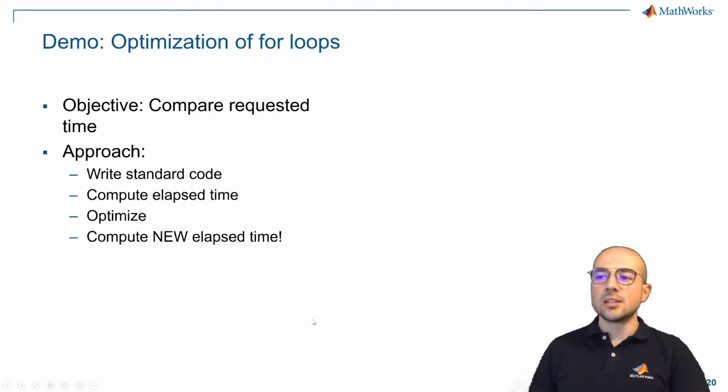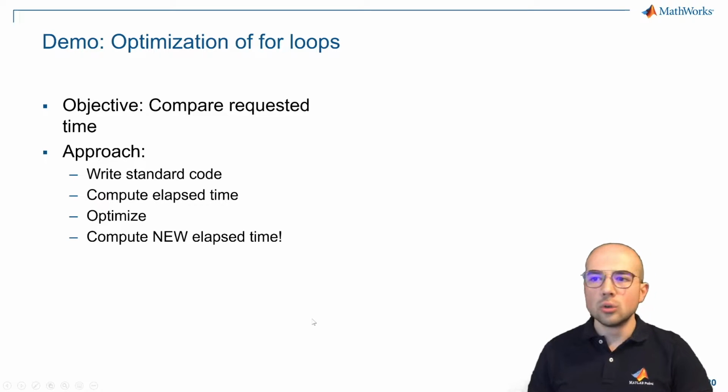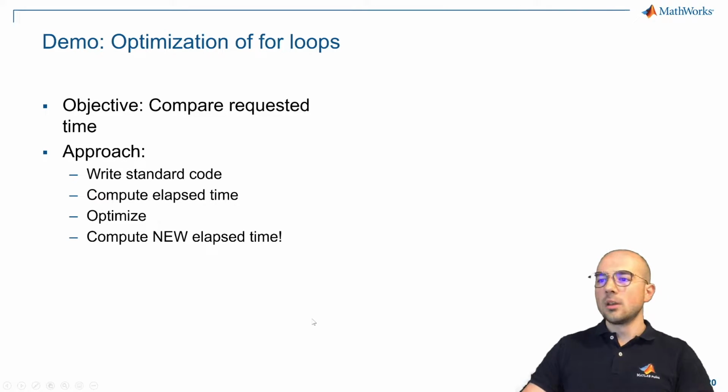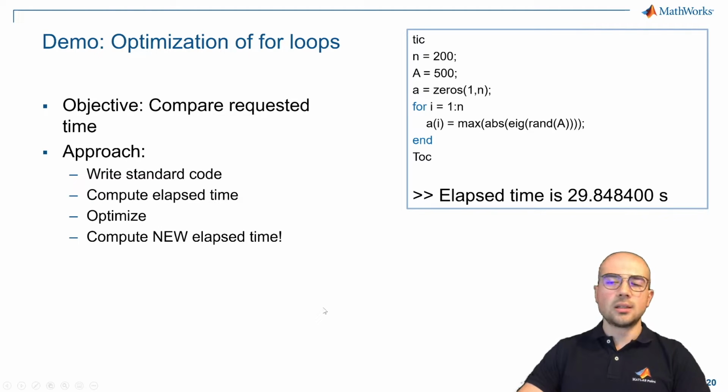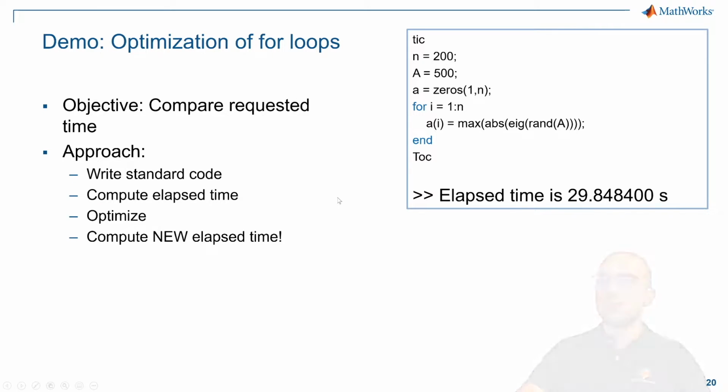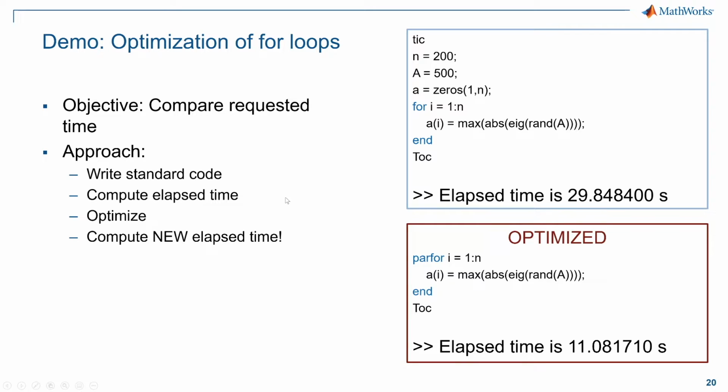Okay, thanks Daniele, and now let's move on to some case studies. Our first case study is the simplest one. We would like to see the optimization of for loops. In particular, we will have the first one, the classic one with for and nothing optimized, and the second one that will have parfor. But to better show you this, let's move on to MATLAB.